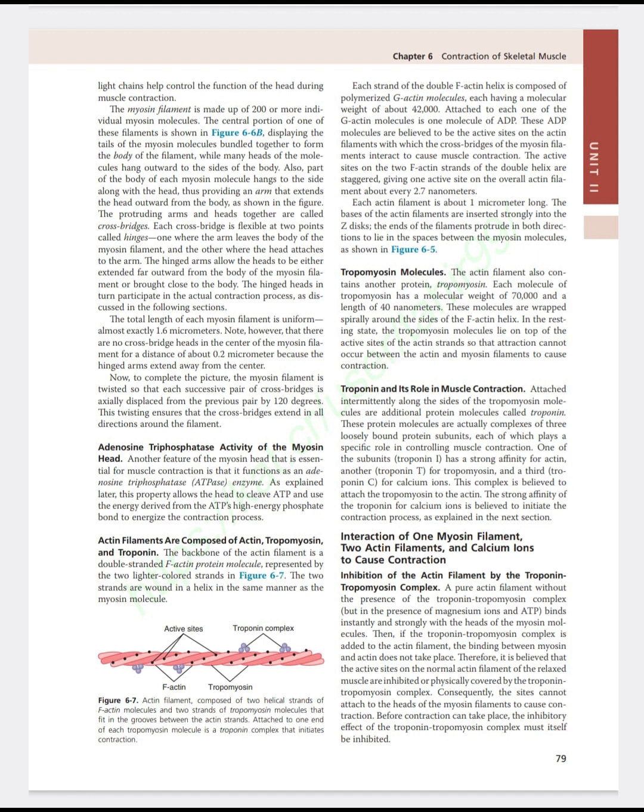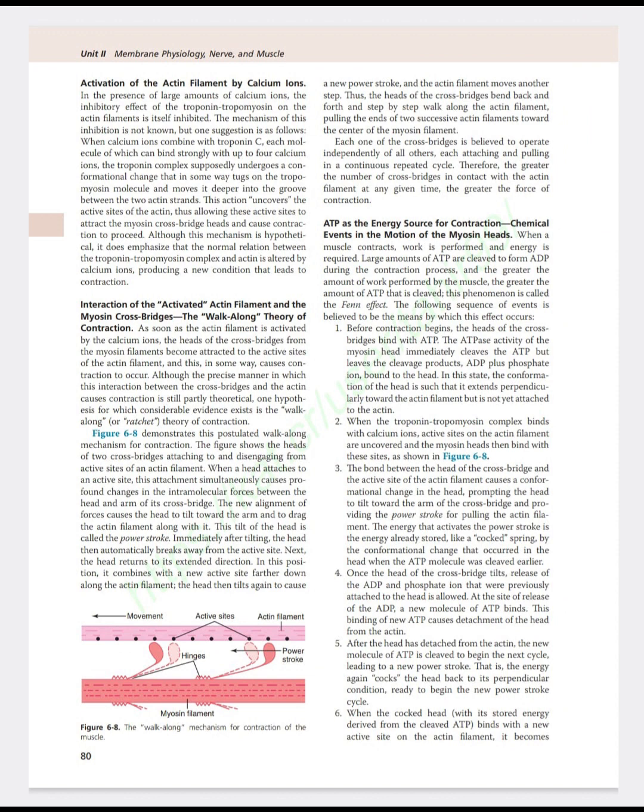Highlight this heading: inhibition of the actin filament by the troponin-tropomyosin complex. A pure actin filament without the presence of the troponin-tropomyosin complex binds instantly and strongly with the head of the myosin molecule. Then if the troponin-tropomyosin complex is added to the actin filament, the binding between the myosin and actin does not take place. Therefore, it is believed that the active sites on the normal actin filament of the relaxed muscle are inhibited or physically covered by the troponin-tropomyosin complex. Consequently, these sites cannot attach to the heads of the myosin filament to cause contraction. Before contraction can take place, the inhibitory effect of the troponin-tropomyosin complex must itself be inhibited.